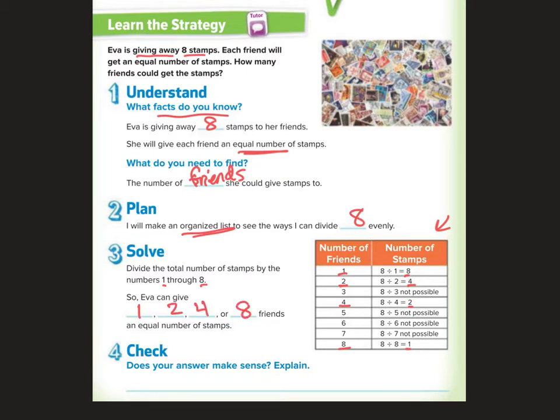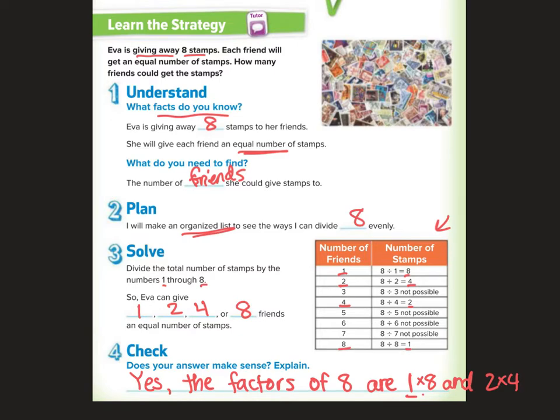Does your answer make sense? Yes, because look at the factors of 8. What numbers multiply together to make 8? Remember, factors are numbers that multiply together to make 8. They are 1 times 8 and 2 times 4. So it makes sense that 1, 2, 4, and 8 are the options.